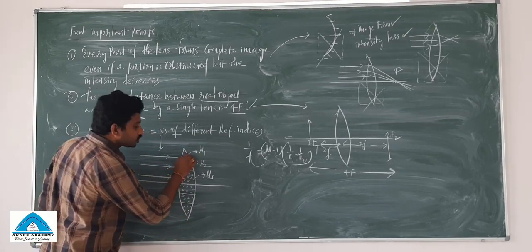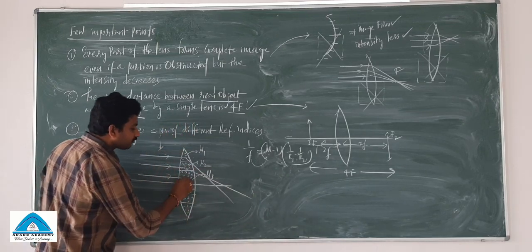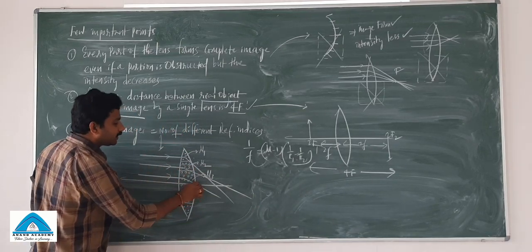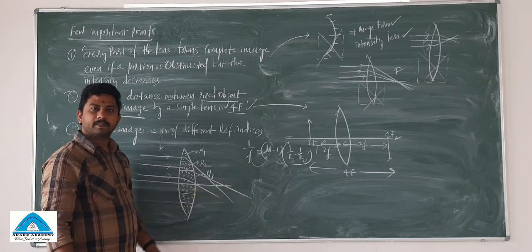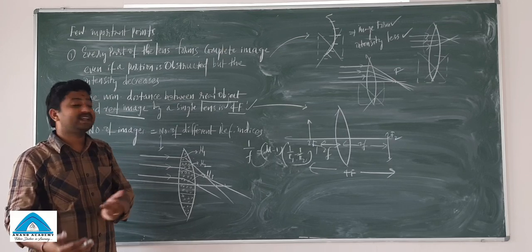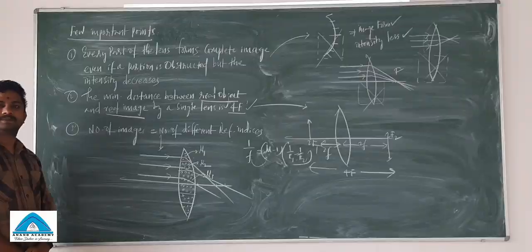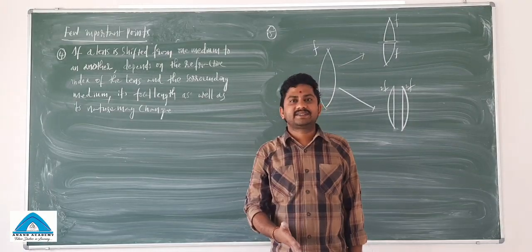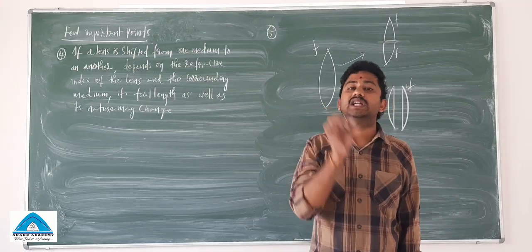So for this light ray, this may be the focal length. For this light ray, this may be the focal length. For this light ray, this may be the focal length, right? So 1, 2, 3. See this? Different numbers of images will be formed when different refractive indices are considered. 3 points we had discussed. Now the 4th and 5th points also we are going to learn.